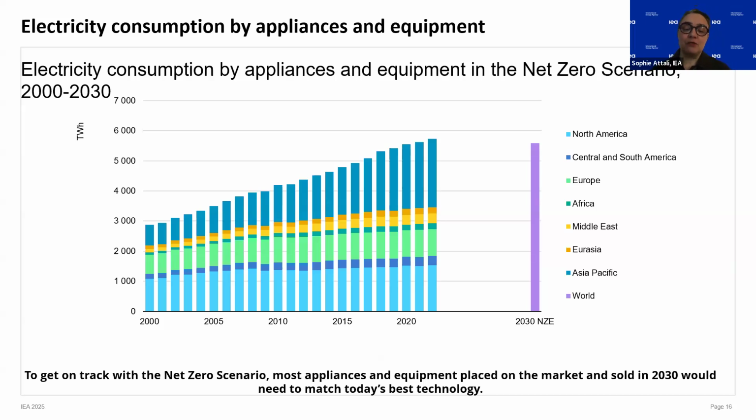Since it's going to rise, it's absolutely crucial that it rises super efficiently, and even in the more developed economies, where the consumption should maybe decrease. So to get on track with the net zero scenario, the most efficient appliances and equipment placed on the market and sold in 2030 would need to match today's best technology. And to do this, we need policies. So next slide, please.